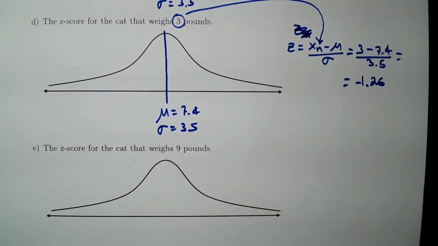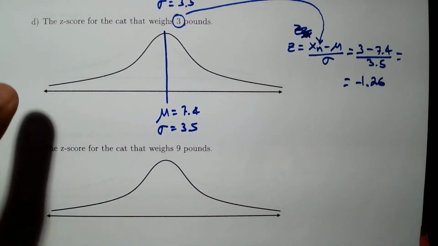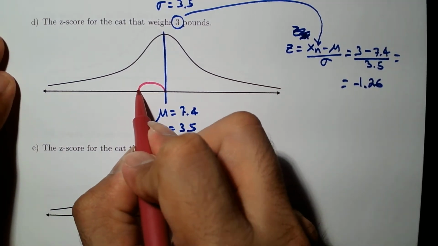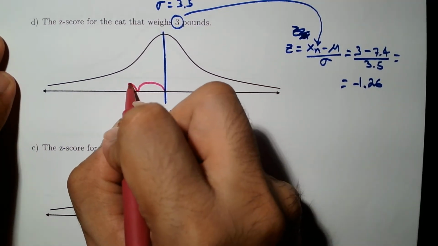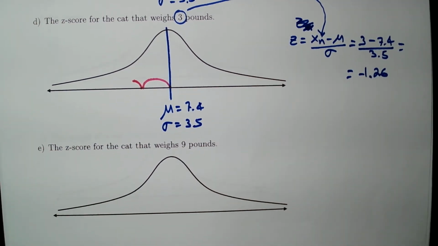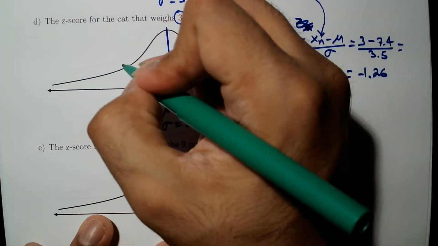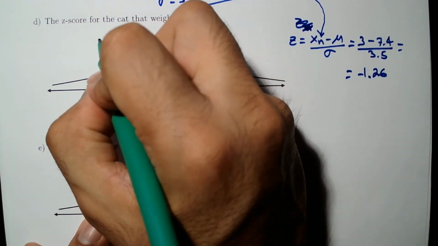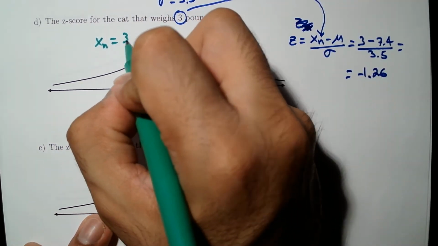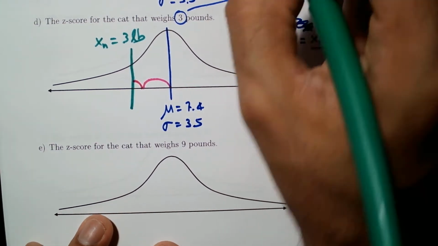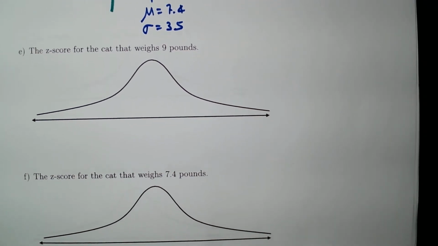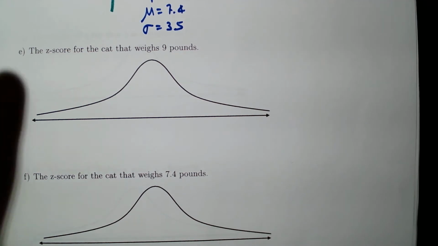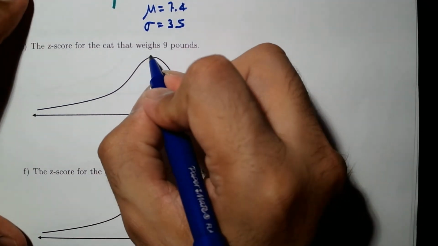Okay, so this means this cat is negative 1 standard deviation and this little tiny piece right there, which is not even half, right? It's just a little bit. And this is x_n equals 3 pounds. Okay, let's find another score. Find the z-score of the cat that weighs 9 pounds, right? 9 pounds.